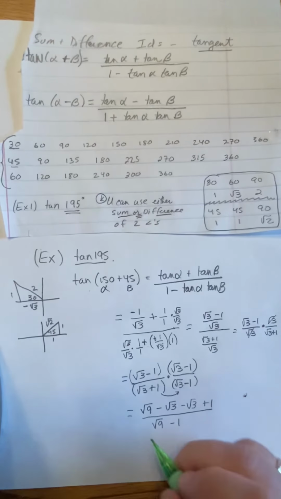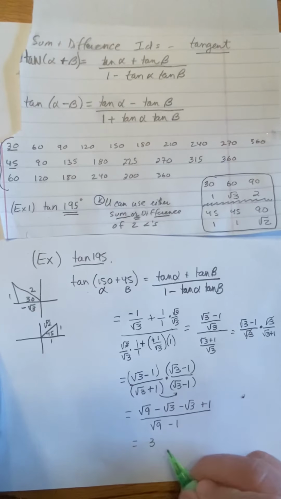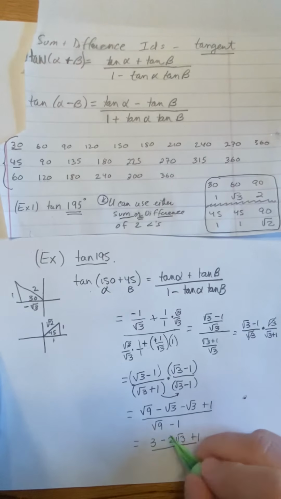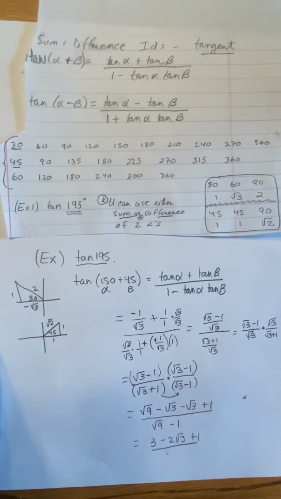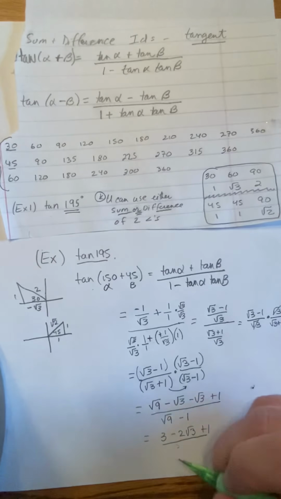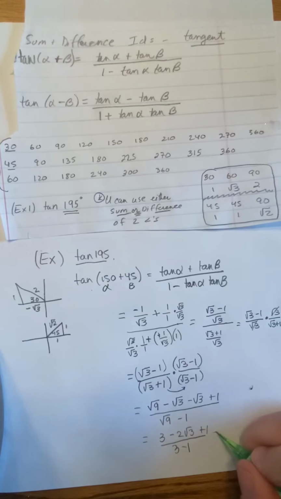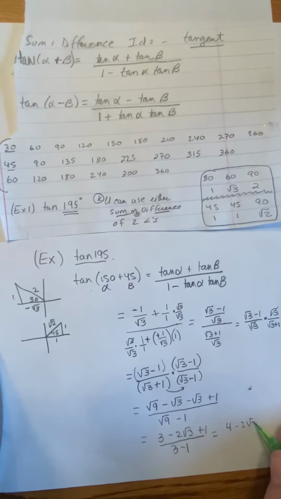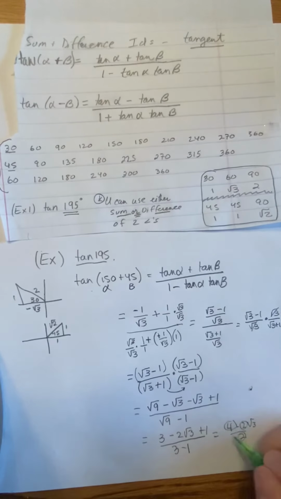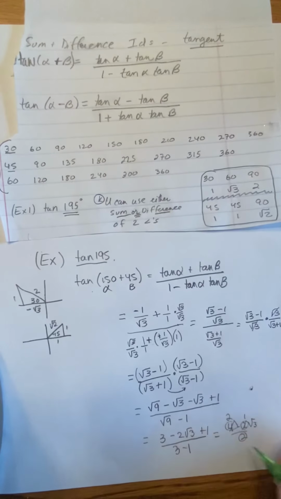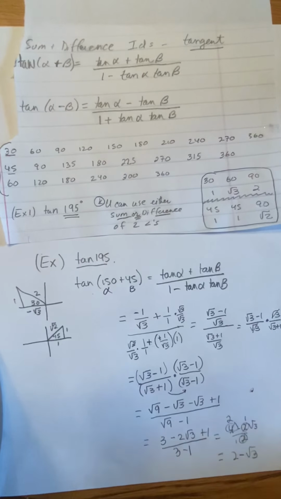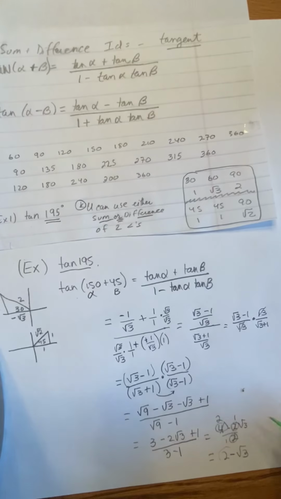And now we'll simplify. 3 minus 2 radical 3 plus 1 divided by 3 minus 1. And continuing to simplify our fraction, we'll get 4 minus 2 radical 3 over 2. Reduce by a common factor of 2. And I get 2 minus radical 3 as my simplified algebraic expression.